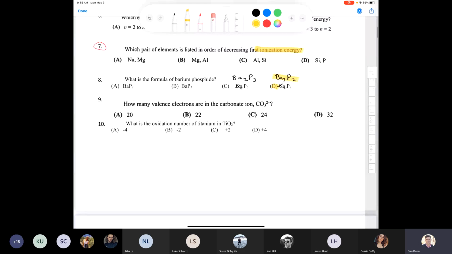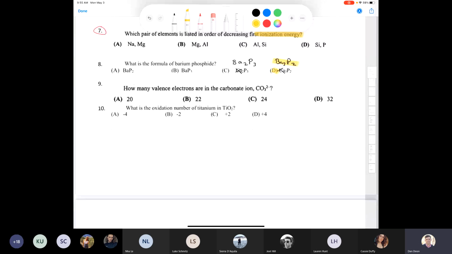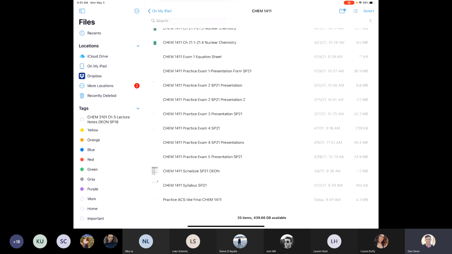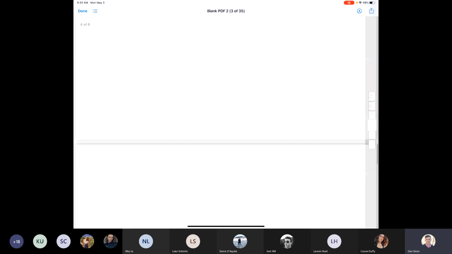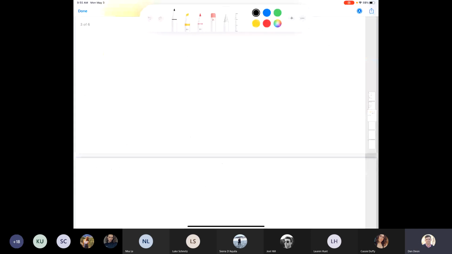Okay, let's move on to question number 9. How many valence electrons are in carbonate? Good gravy. I bet you my students could solve this problem faster than I can. So let's take a look here. We have a carbonate ion, CO3 2-. You have to know your polyatomic ions in general chemistry 1 and 2. They come up almost Avogadro's number of times.